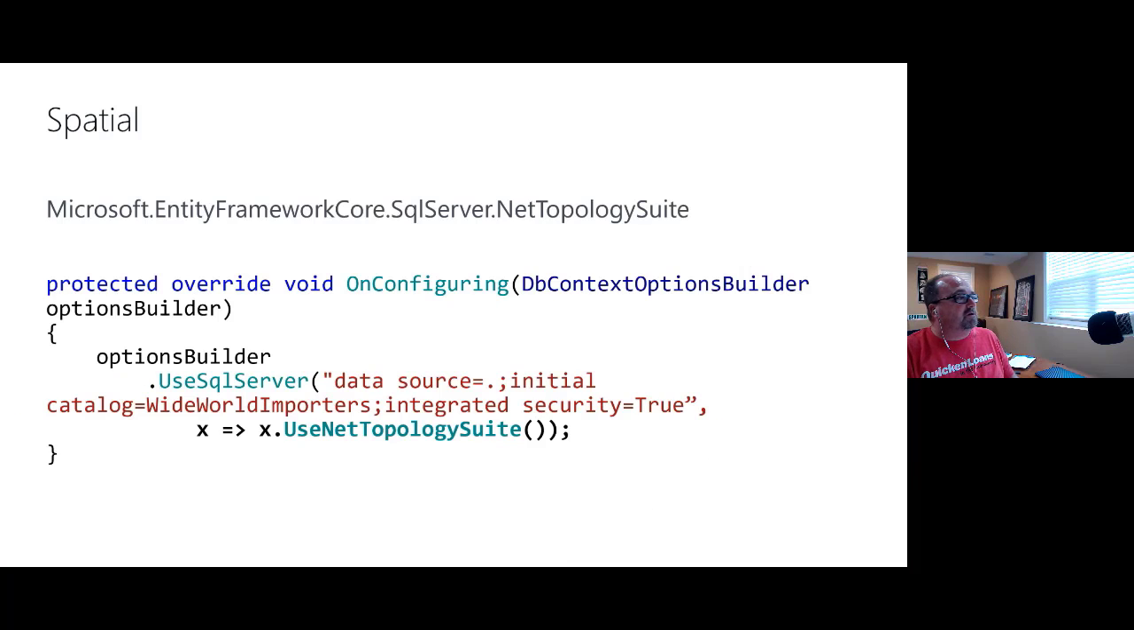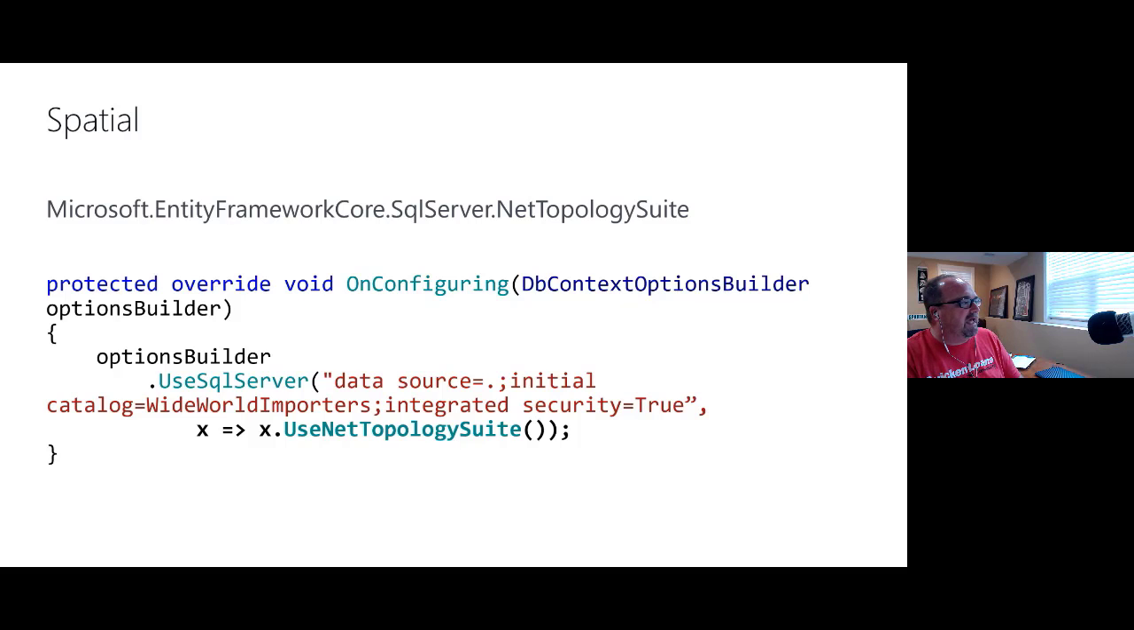Also, we can do spatial. In this case, we're using a namespace called Microsoft.EntityFrameworkCore.SqlServer.NetTopologySuite. What this can do is allow you to use some of the spatial features of SQL Server. It's just a way to add that at the time when you're building or configuring your DbContext.